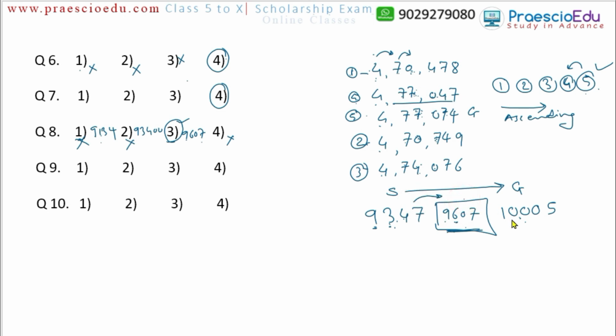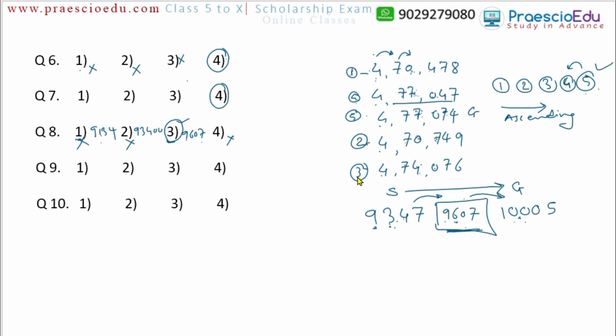And after this one, this 10,000 number is the greater one in our order. So this is also the correct one. So our ascending order is maintained after choosing this number. So that's why option number 3 is the correct answer to fit our criteria.